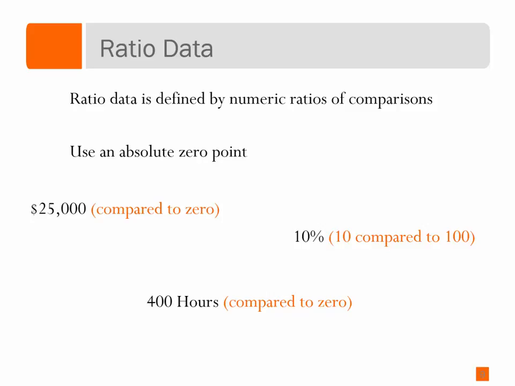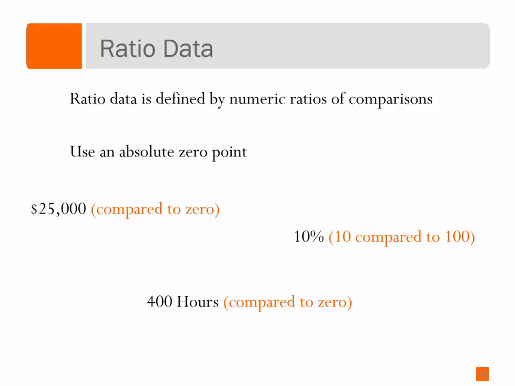$25,000, and this is as compared to 0. Now typically we wouldn't say it that way. It sounds kind of weird. Our typical speech pattern is that we just drop the "compared to 0." But in fact, the 25,000 is meaningful in that it is a comparison to 0. So $25,000 compared to 0.